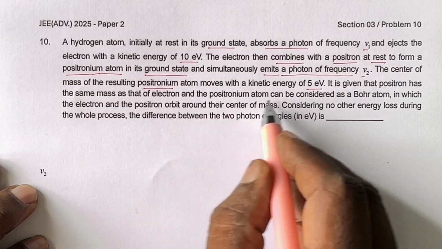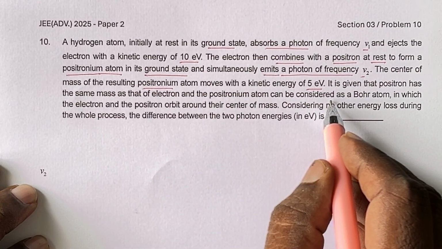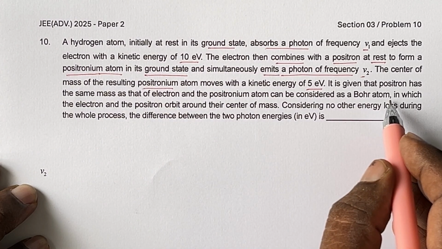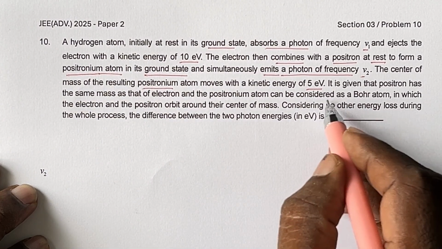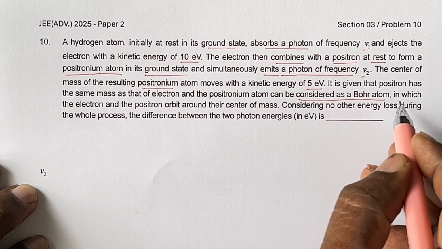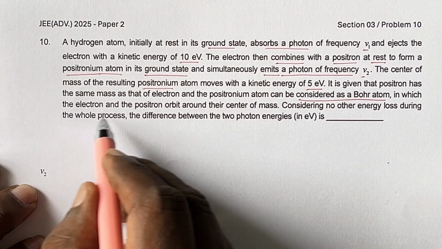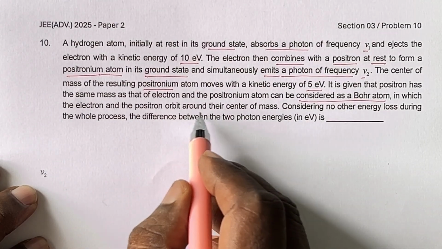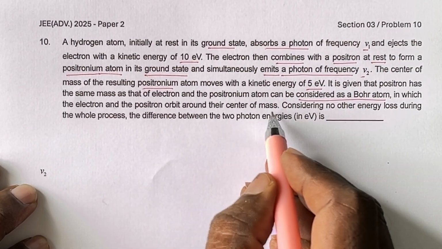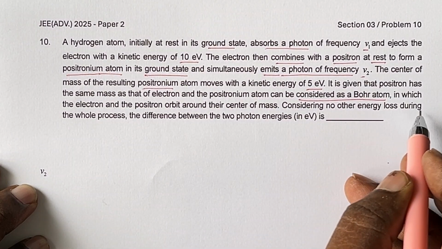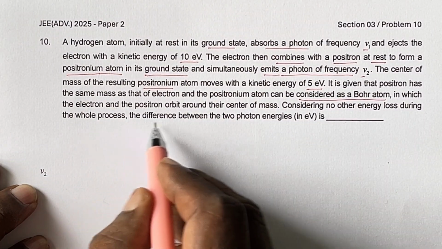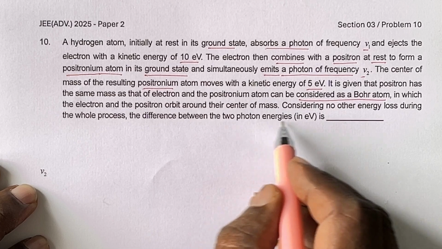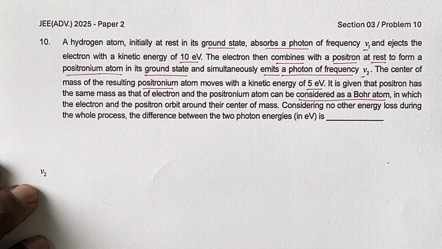The positronium atom can be considered as a Bohr atom in which the electron and the positron orbit around their center of mass, considering no other energy lost during this whole process. The difference between the two photon energies is. So let us solve.